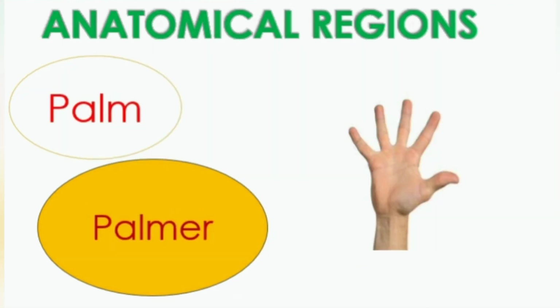Now the next structure, palm. Now palm goes with palmar. For this one, it's very easy to commit to memory. Palm, palmar, PP. Just that the anatomical name just has ER. So that's the main difference. So palm, palmar. Very simple.